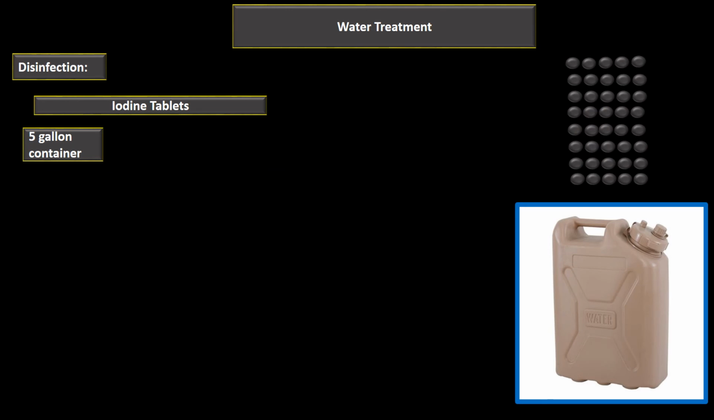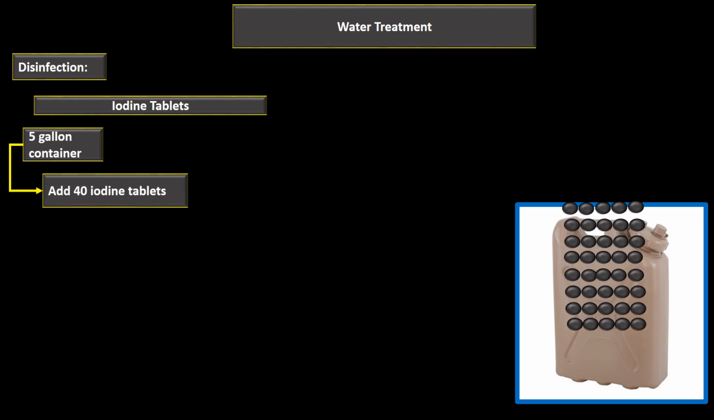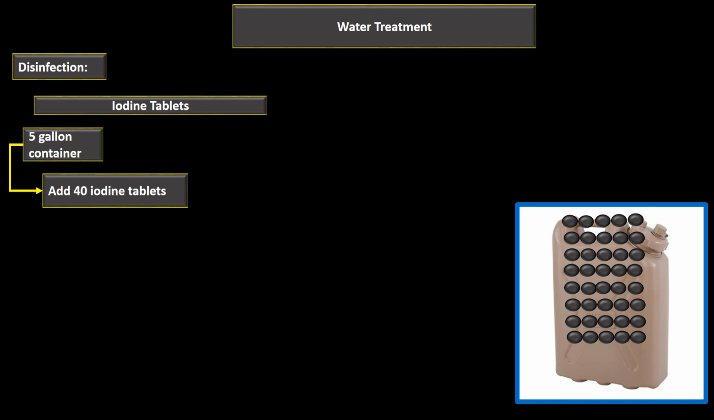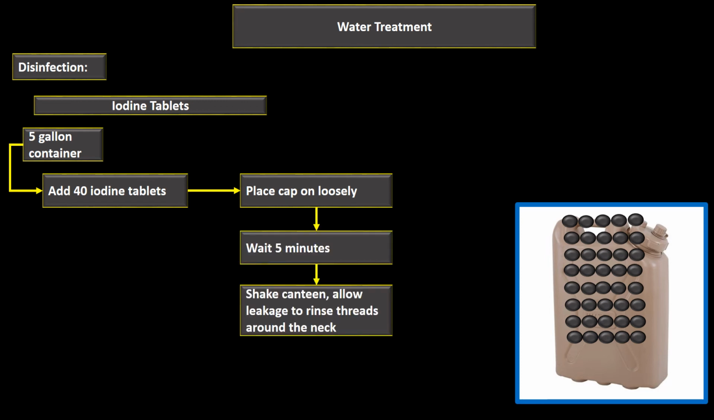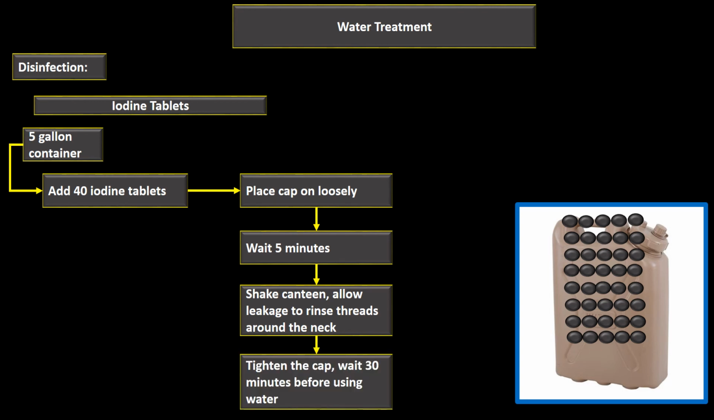Using iodine to purify a 5-gallon container: if we're going to do a 5-gallon container, we've got to add 40 iodine tablets. 40 iodine tablets to disinfect a 5-gallon container, and the procedure is the same. After you add the tablets, place the cap on loosely, wait for 5 minutes, and shake it. Allow leakage to rinse around the threads and the threading in the neck, and then tighten the cap. Wait 30 minutes before consuming that water.